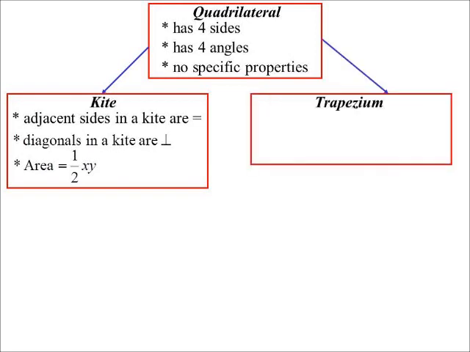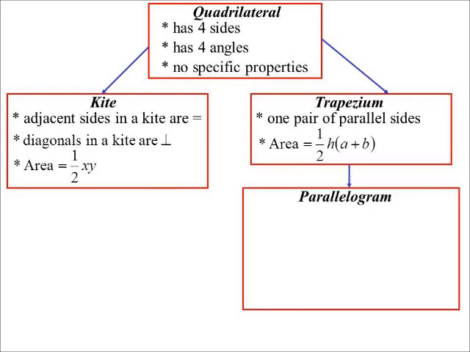Then over on the other side we could branch out to be a trapezium, and that's the one where you have a pair of parallel sides. And the only other thing we really know about trapezium is our area formula. Half height, which of course is the perpendicular distance between the parallel sides, and then A plus B, the sum of the parallel sides. Okay, branching off the trapezium, now we have 2 pairs of parallel sides.